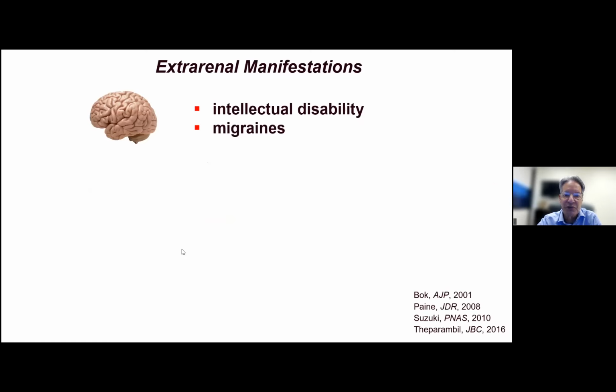Now, what about the extrarenal manifestations? They do have abnormalities, as we mentioned, in the brain, or as the patient manifested.